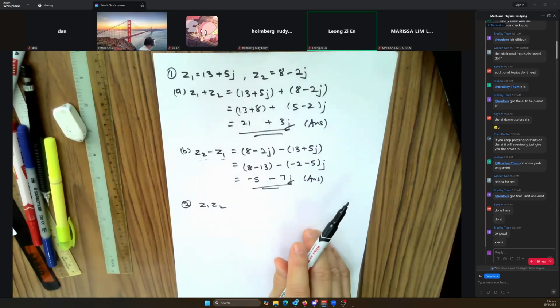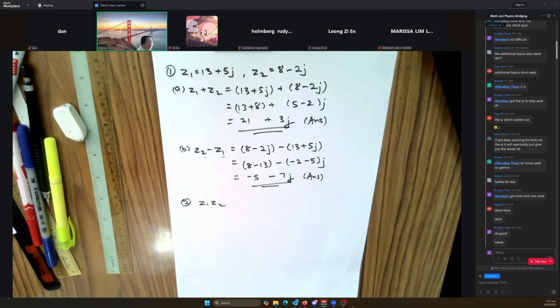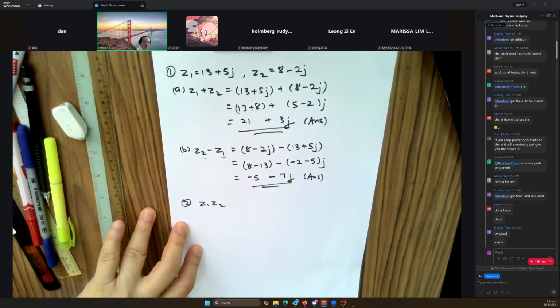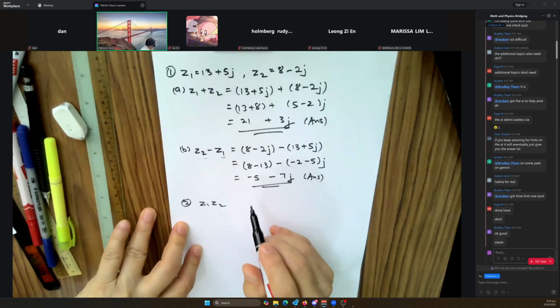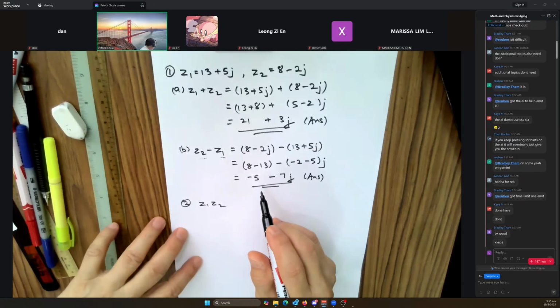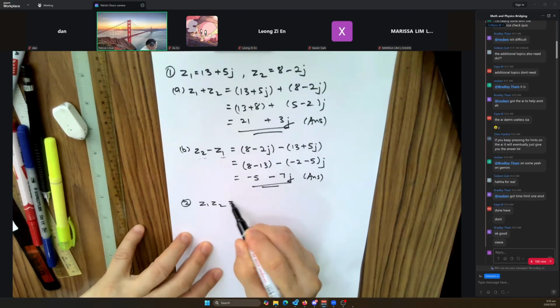Okay, good. If any questions, just unmute and ask. Or put it on the chat box, but it'll take a while before I refer to it. So question 2 is to find Z1 and Z2, and then you put them together.